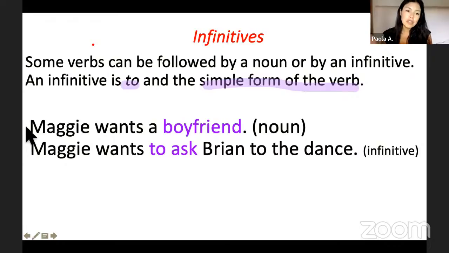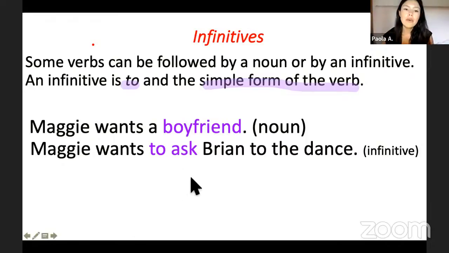This is just a regular sentence, right? This is present simple. Maggie wants a boyfriend, right? However, when we include a noun, for instance, here we're talking about a person who Maggie wants to ask to go to the dance. And here we're mentioning another person, right? Maggie wants to ask Brian to the dance.